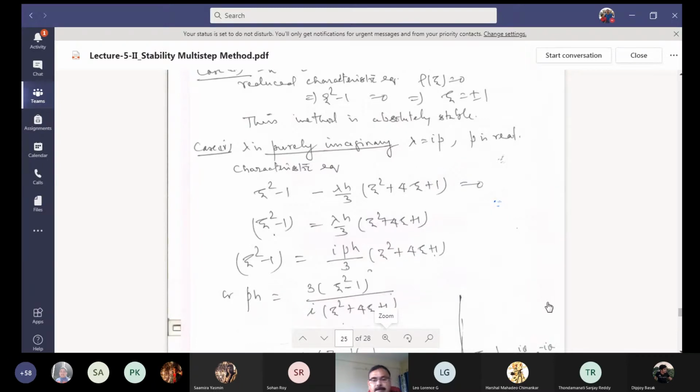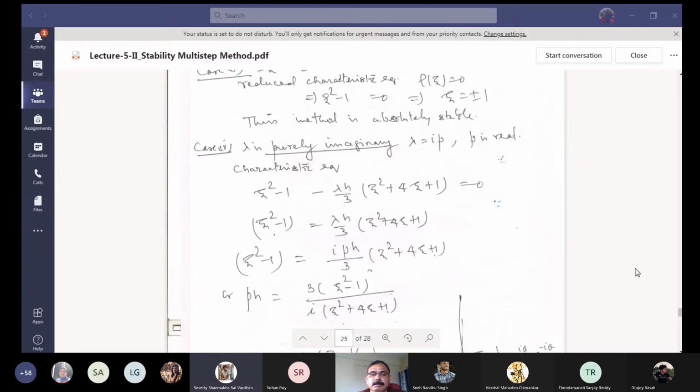Now divide by xi, numerator and denominator both. Yes, sir. So what did you get? 3 times xi minus 1 by xi, divided by i xi plus 4 plus 1 by xi. Yes, sir. So are you doing or not? Yes, sir, I'm solving. So what do you get? pH equal to 3 into xi square minus 1 by i, no, into, divide by xi, numerator and denominator.